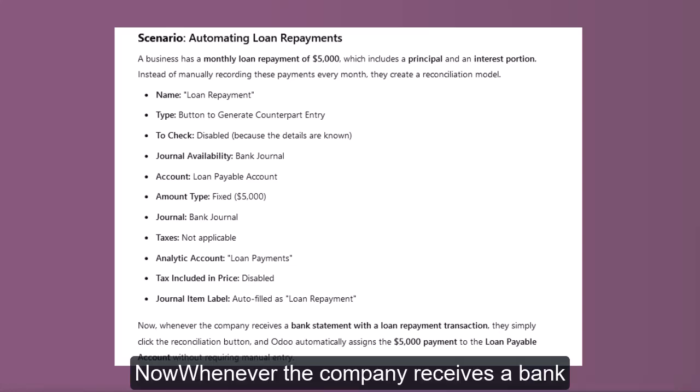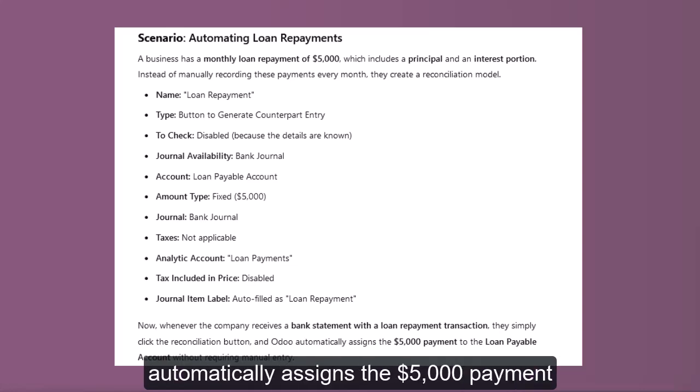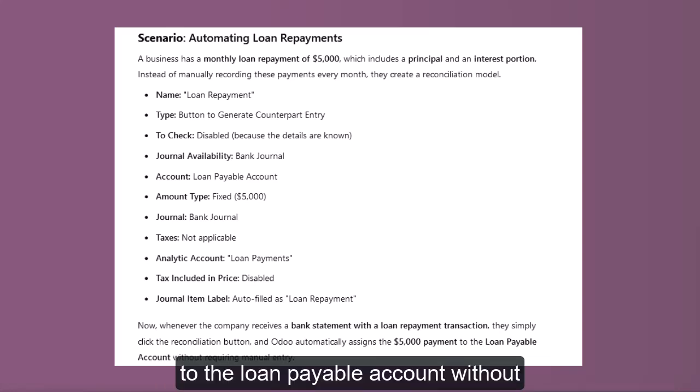Now, whenever the company receives a bank statement with a loan repayment transaction, they simply click the reconciliation button and Odoo automatically assigns the $5,000 payment to the loan payable account without requiring manual entry. This process saves time, reduces manual errors, and ensures consistency in accounting records.